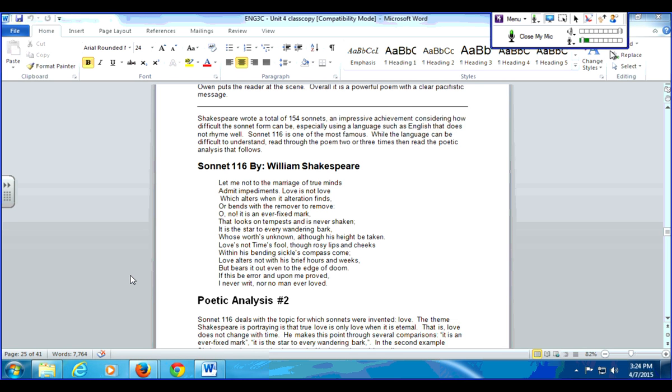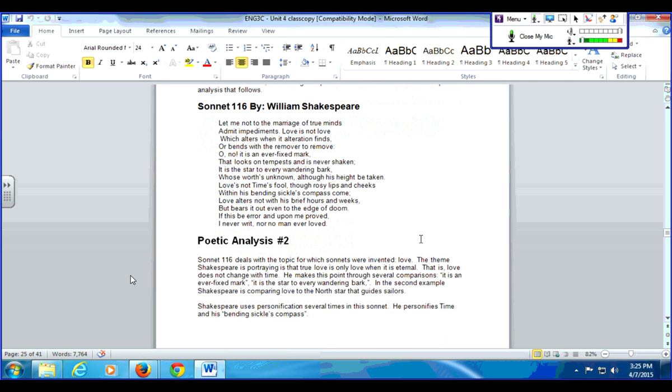Now, first thing we have to know is that sonnets are originally written to convey love. There's different types of sonnets. This is known as an English sonnet. There's Petrarchan sonnets. There's Italian sonnets. They're all basic forms. If you go on to study English at university, you will learn more about these, but that's beyond the scope of our course here. But this sonnet deals with love. That's what sonnets are written for originally, and that's what this one deals with.